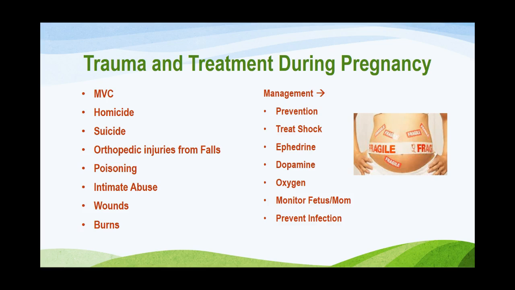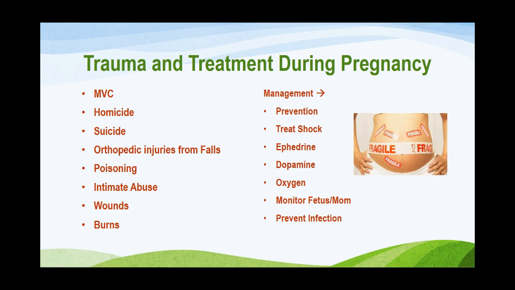Orthopedic injuries from falls. Remember that our musculoskeletal system changes during pregnancy. Women experience lordosis. Their center of gravity shifts. They tend to be very off balance. They're carrying a whole lot of weight out front, and they can't see their feet, right? They can't see where they're walking. So they might experience different types of orthopedic injuries from falling.